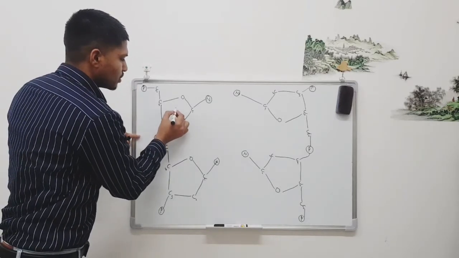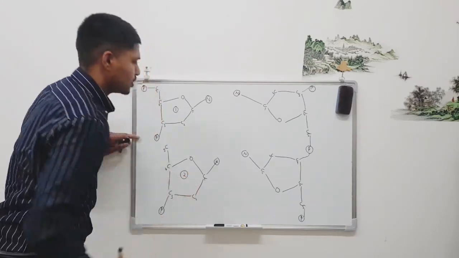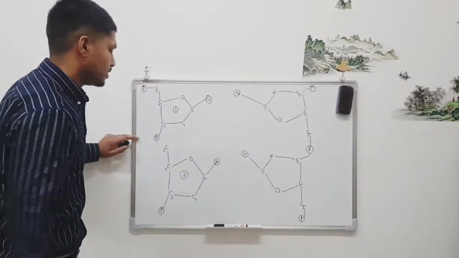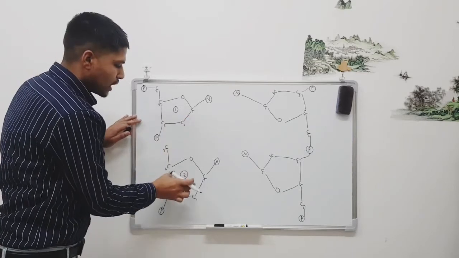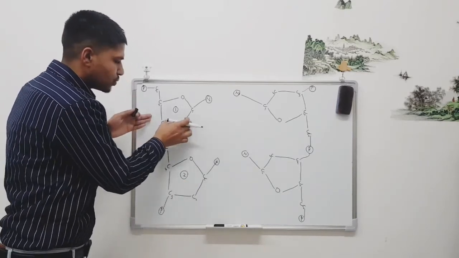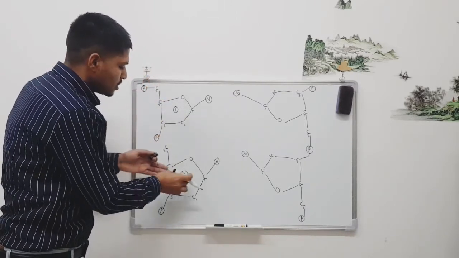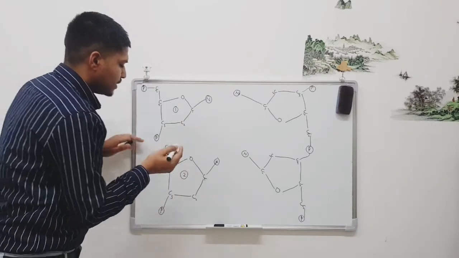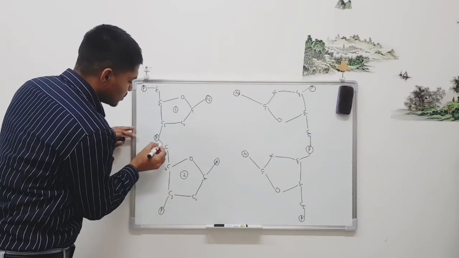This is the first sugar molecule, this is the second sugar molecule, and this is also the first and this is also the second. Now look at this. This is the first sugar molecule, and this is another sugar molecule. So the first sugar molecule of the first nucleotide attaches to carbon number 5 of the sugar molecule of the second nucleotide. Look at this.